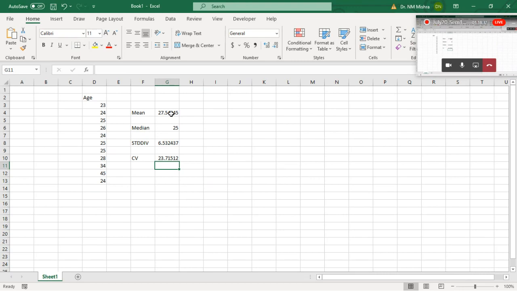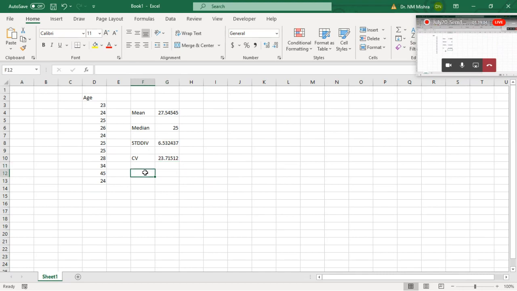We use it to compare two data sets. Here we have only one data set, so there is no requirement as such to find it. But if you want to compare two different data sets together, in that case you have to use it to understand which data set is more dispersed and which data set is less dispersed. That is the way we can calculate it.